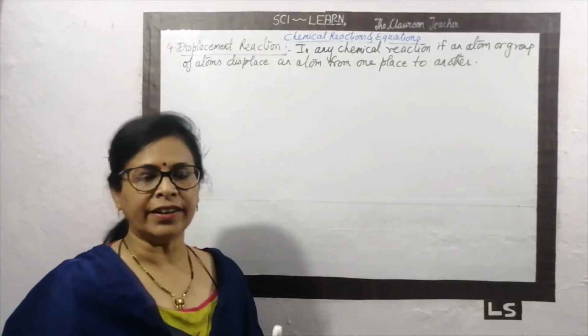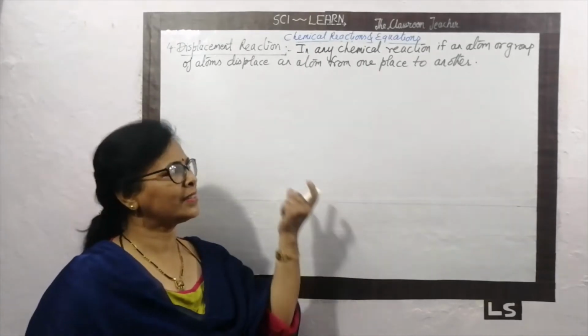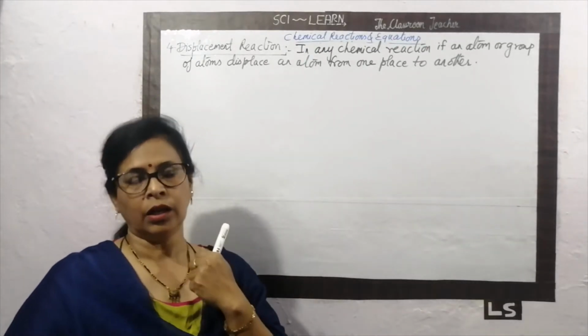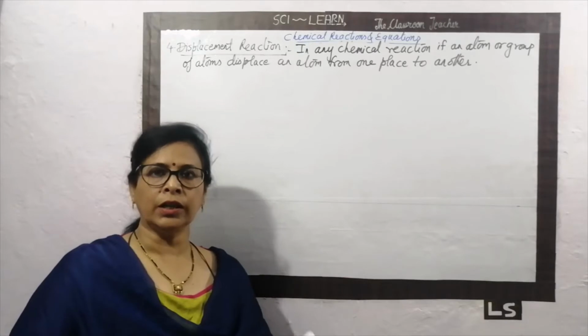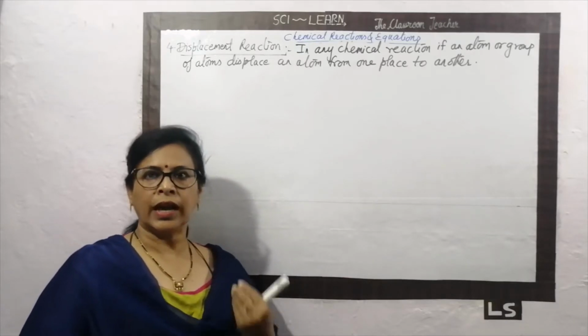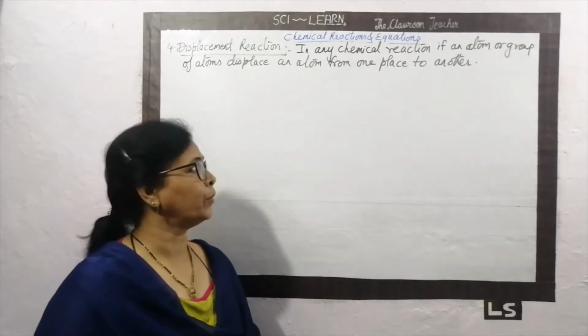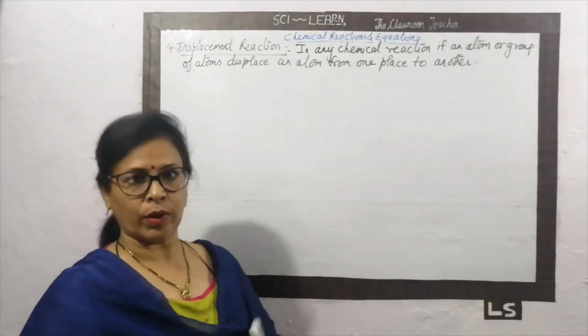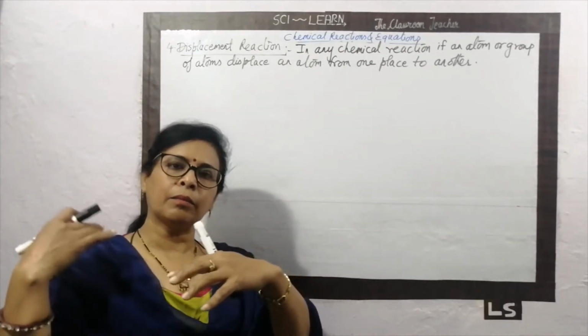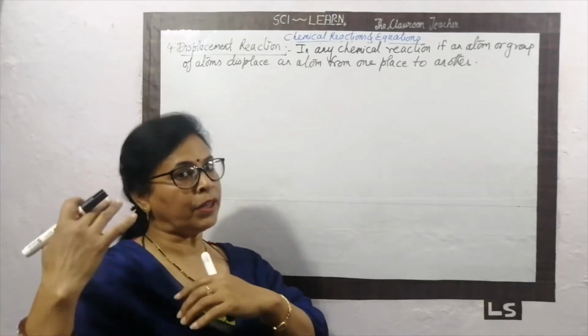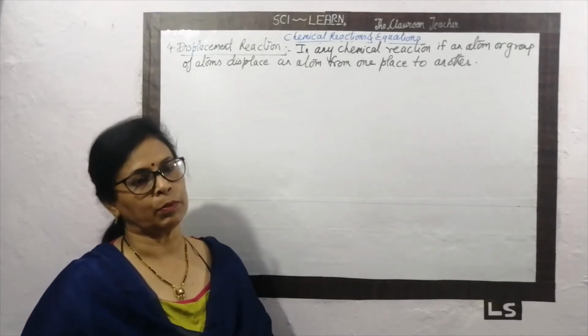We have one valid definition also. This is the definition for understanding only. The reaction in which one element takes the place of another element in a compound is called a displacement reaction. One element takes the place of the other element. That is called a displacement reaction.